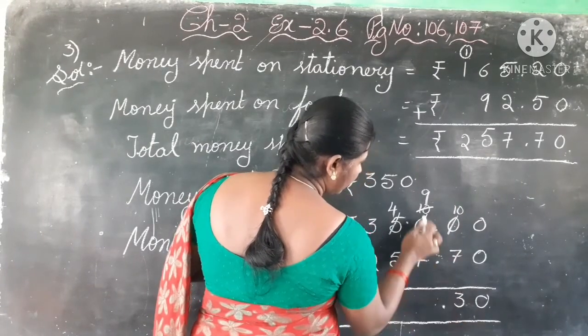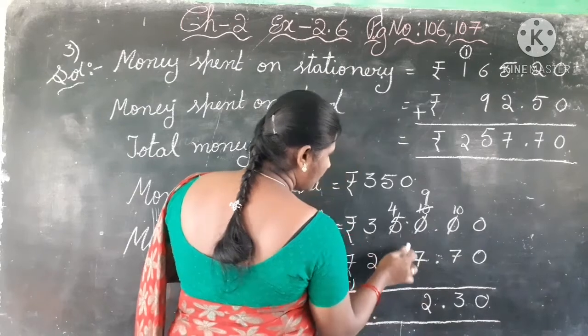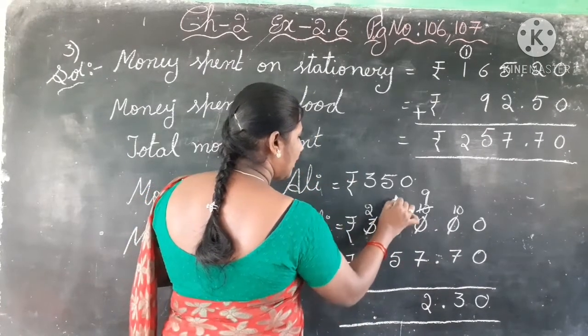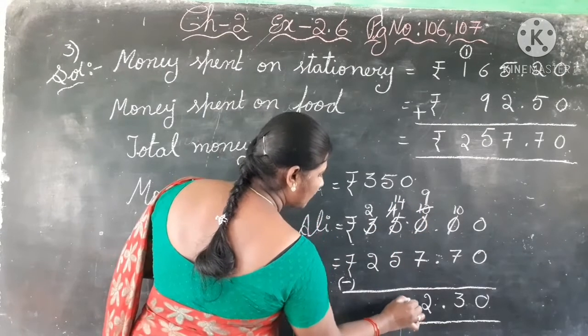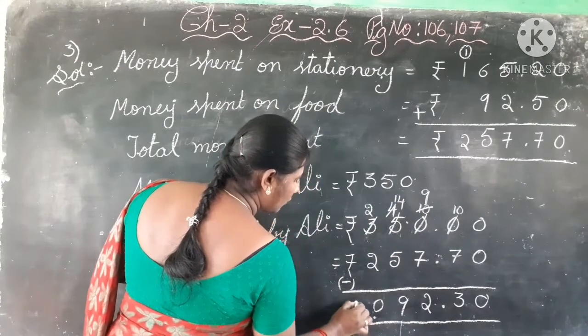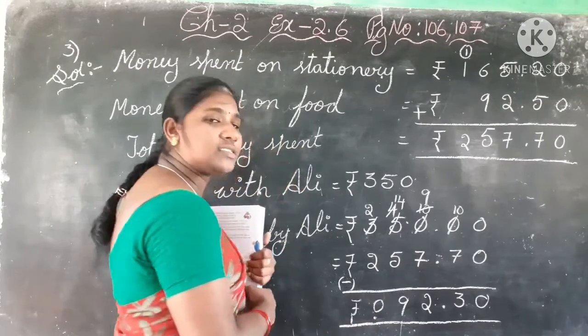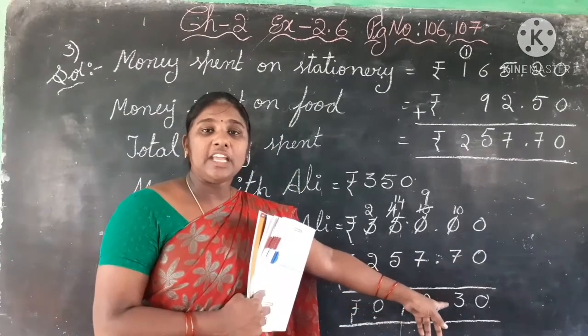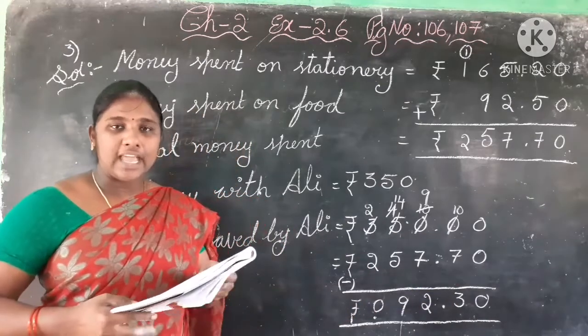Here point. 9 minus 7, 2. 4 minus 5 not possible, take the borrow. From here it is 2. Here 14. So 14 minus 5, 9. 2 minus 2, 0. So how much money he is saving? Saving 92 rupees 30 paise he is saving.